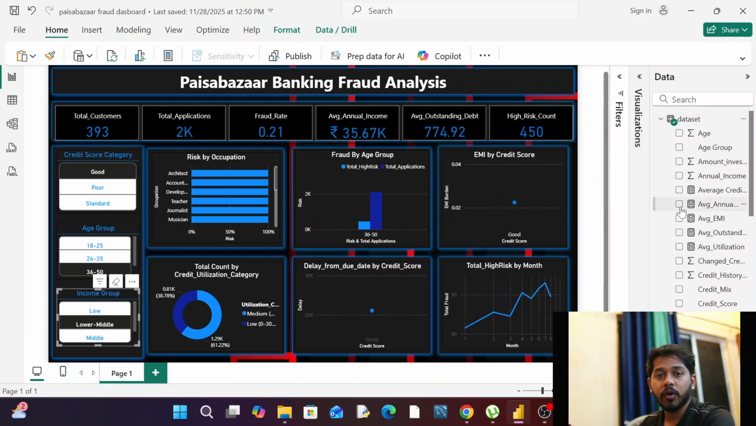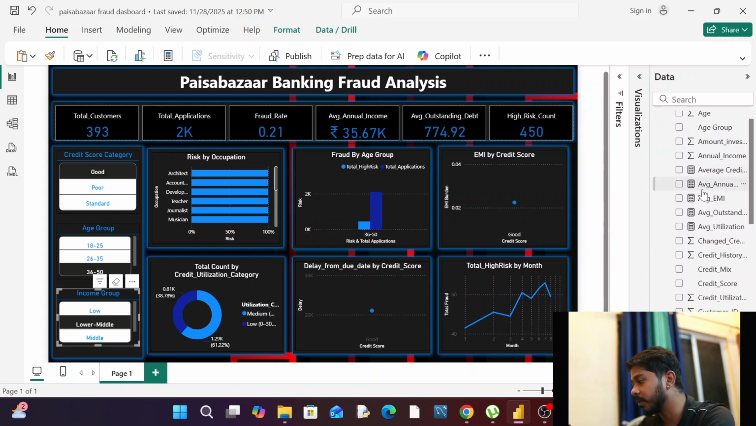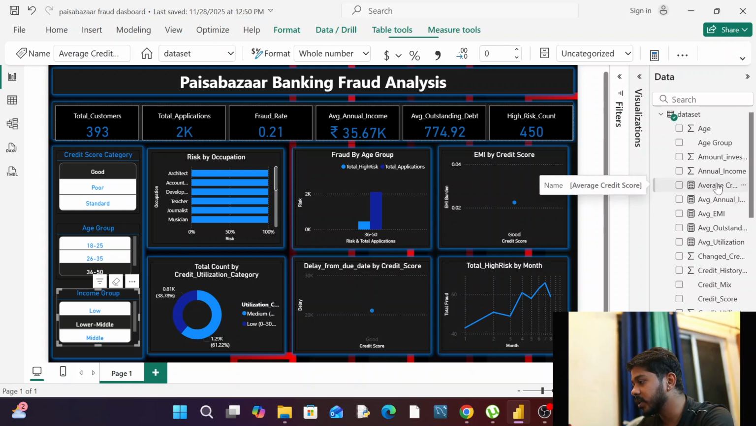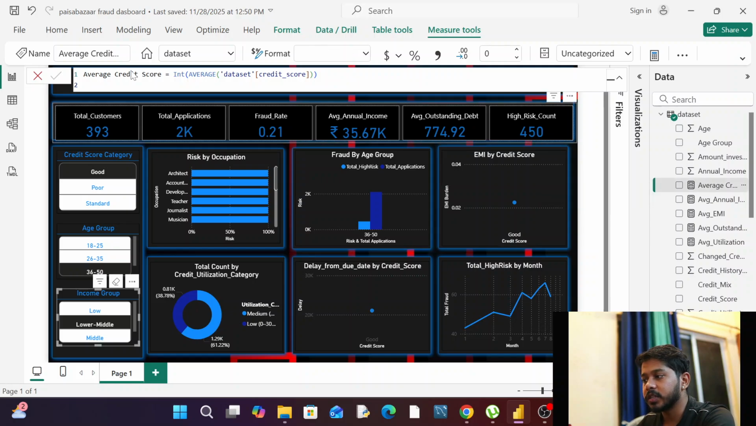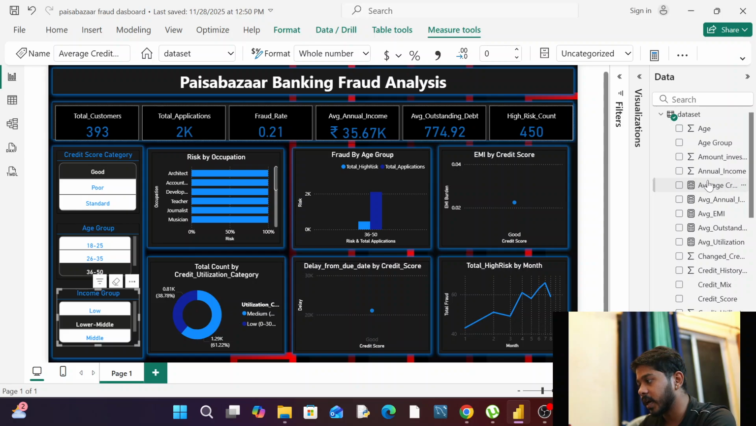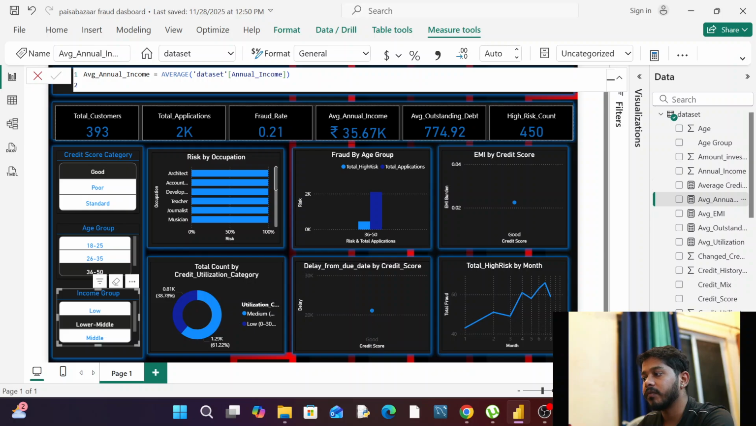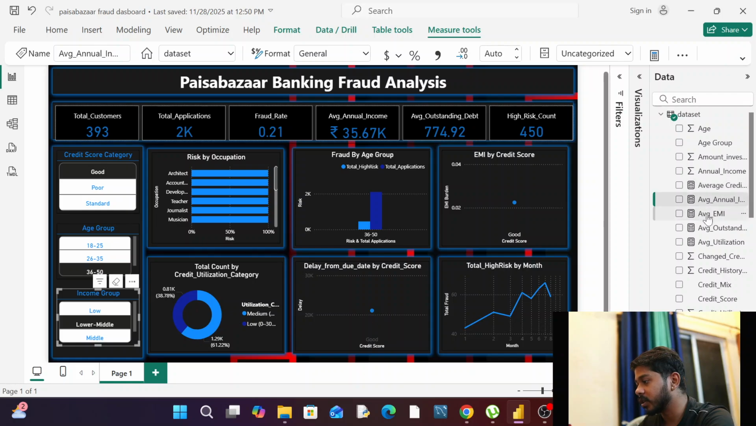Let's go through what measures we have made, and how we have made them. The first measure that we have made is average credit score. In this we took the integer value, we take the average function, and from the data set we take the credit score column, and we make the average credit score. From here we can drag it directly into a chart when we want to make a chart. Next is average annual income. From the data set we had the column annual income, we took the average of it, and we got this KPI, this measure also.